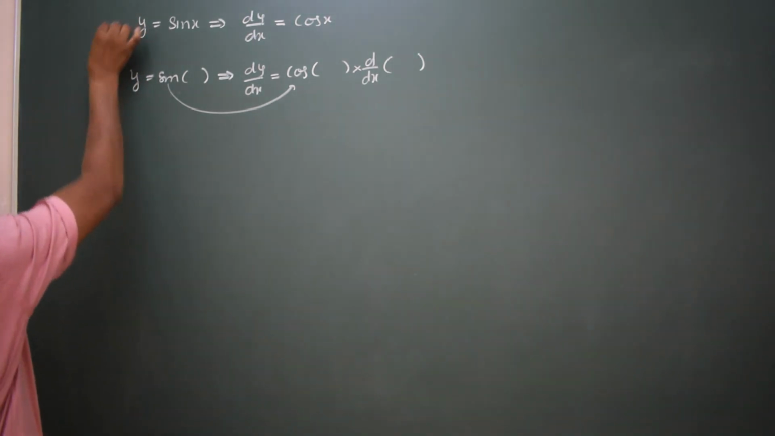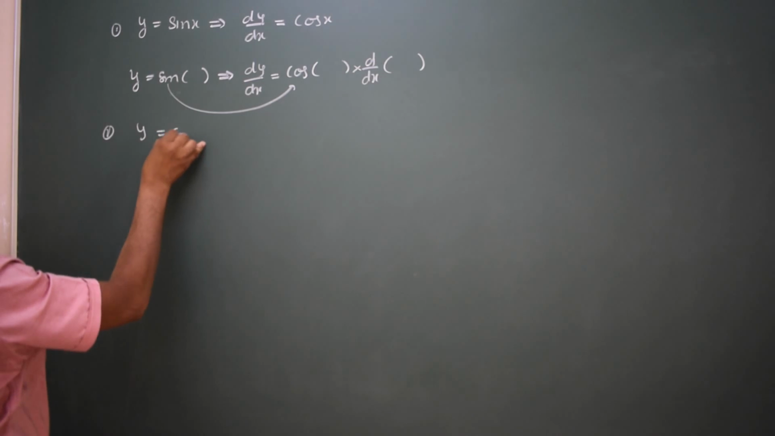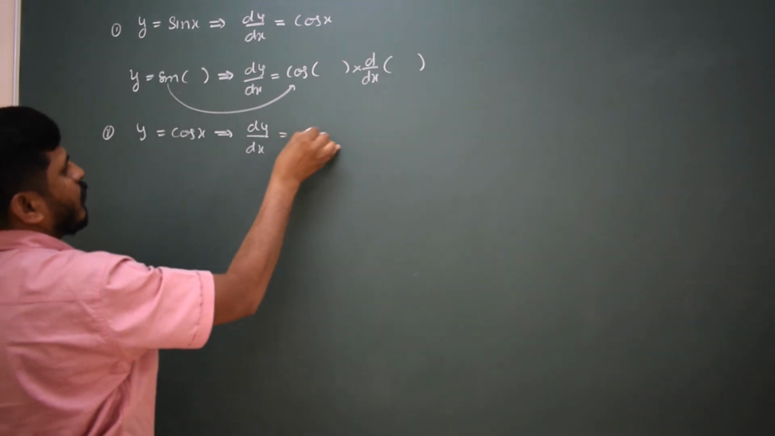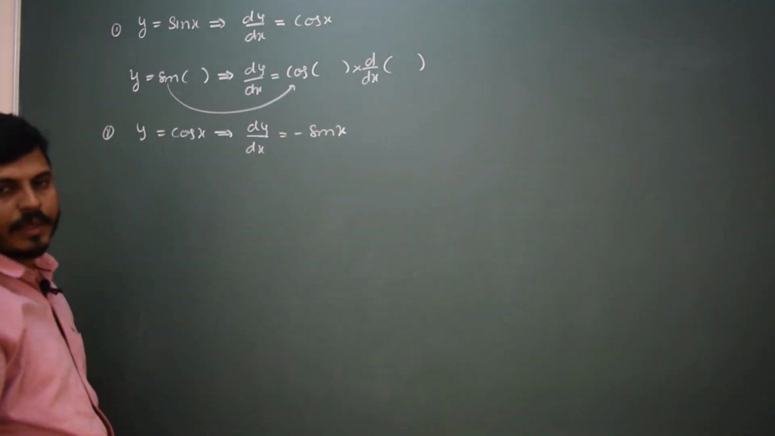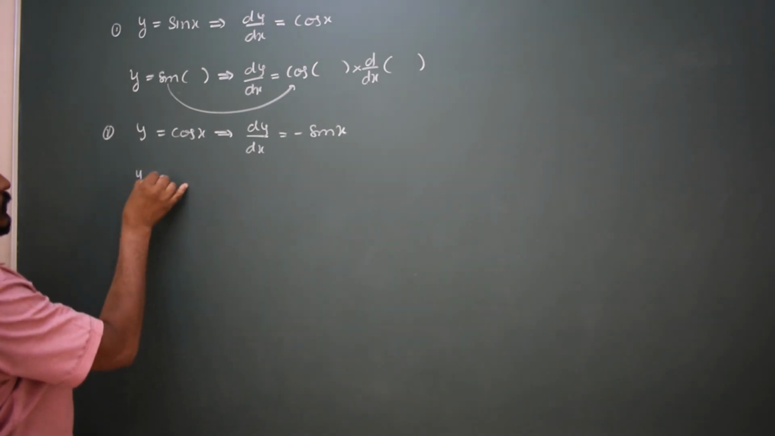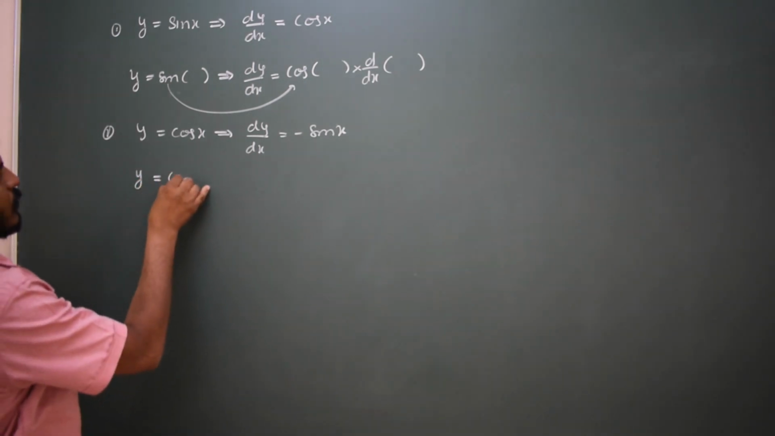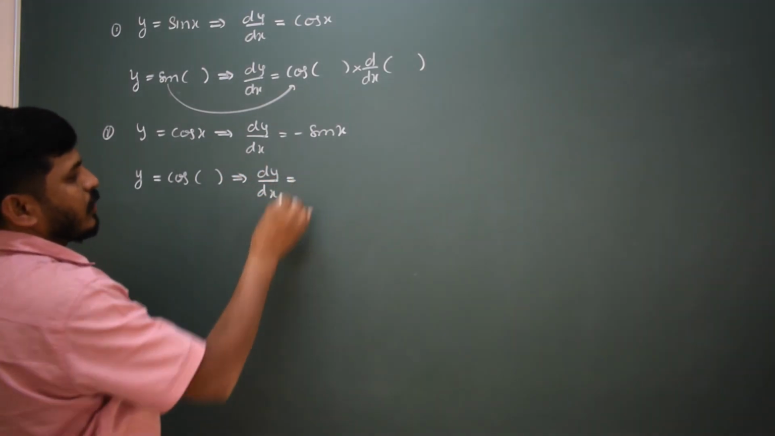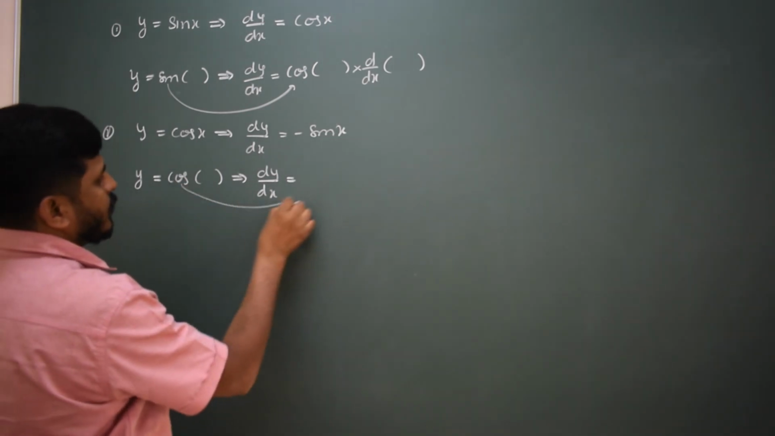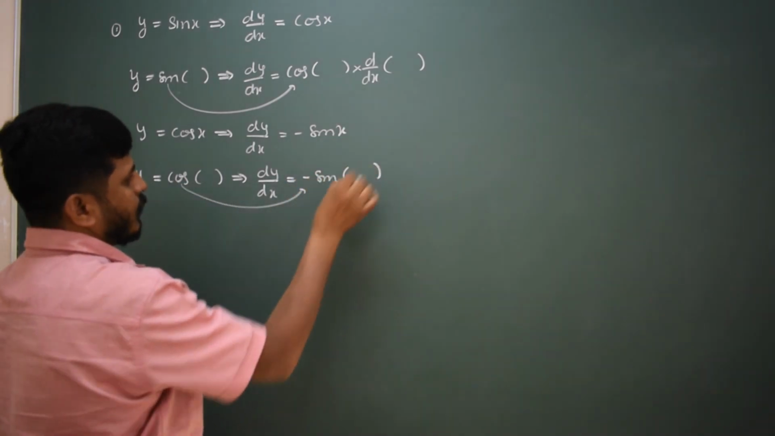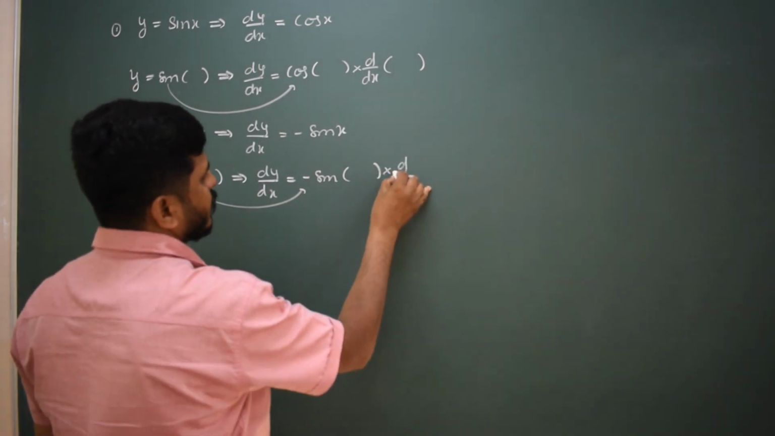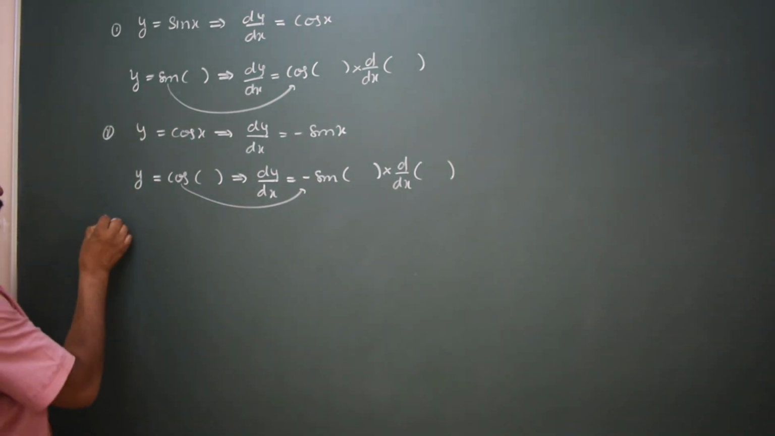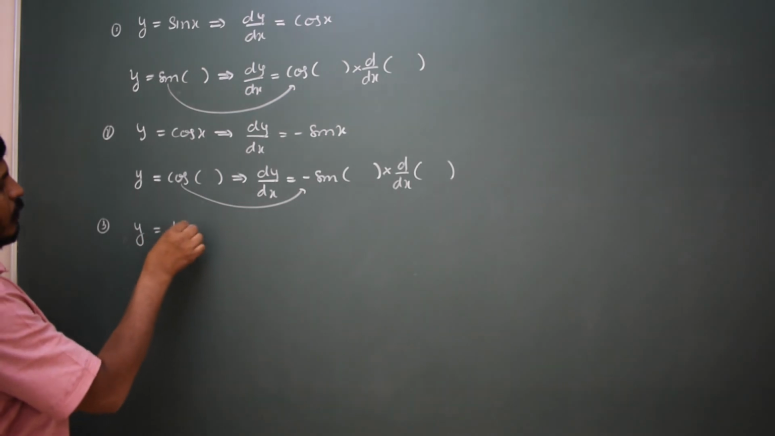Similarly, y is equal to cos x. What is cos x differentiation? dy by dx is equal to minus sin x. Now don't read cos x as cos x. Read it as cos of something. How to differentiate now? dy by dx is equal to minus sin of something into differentiation of something.